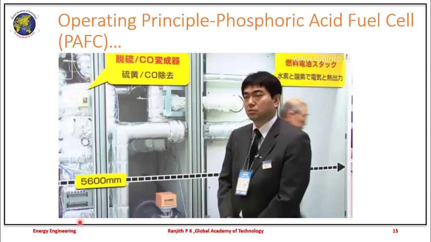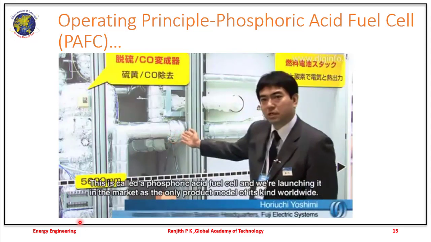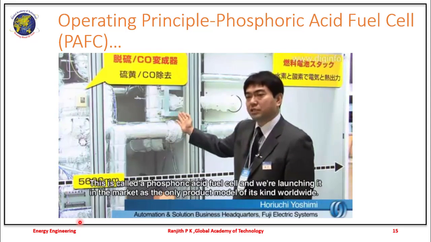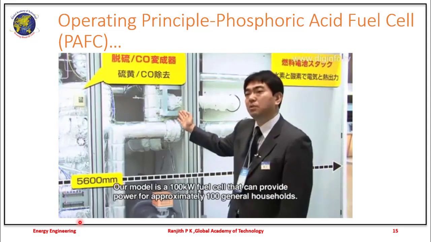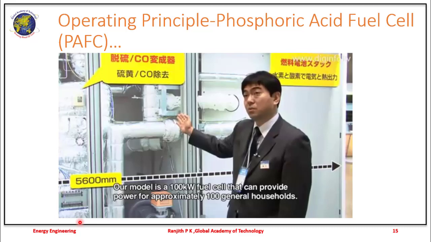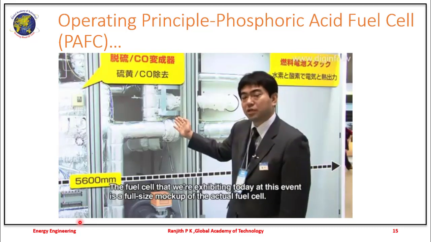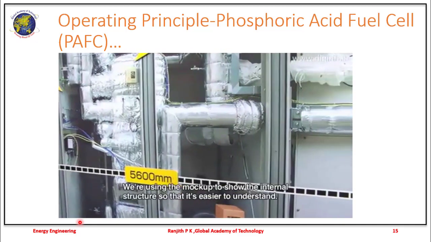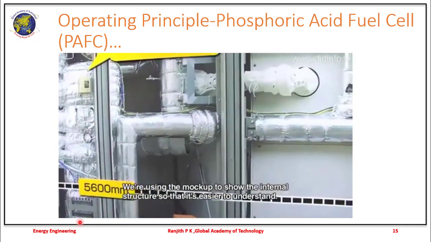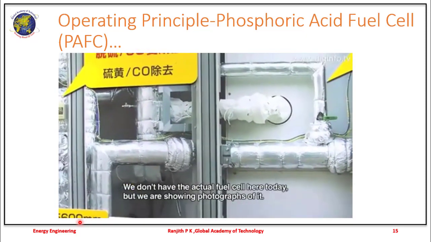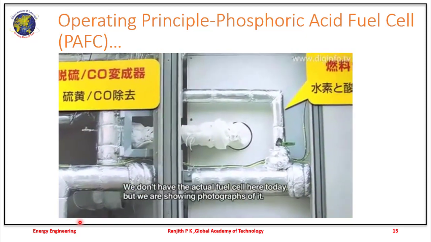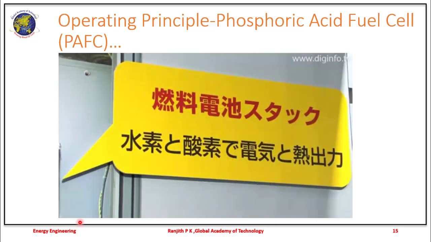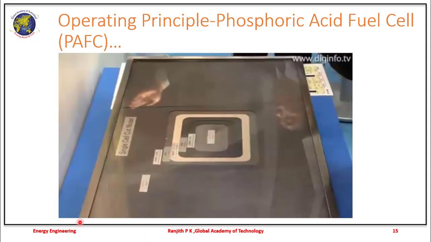electrolyte in the matrix. こちらの方はリン酸型燃料電池といいまして、世界の中で唯一商品機として世の中に出ているものでございます。で我々の機種は100キロワットの機種で、おおよそですけれども100件分ぐらいの一般住宅の電気を賄えるというものでございます。で今日こちらの会場に持ってきているものは実物大のモックアップで、実物そのものではなくて写真貼ってますけれども、中身の構造とかが分かるような形でご紹介しております。 Fuel cells generate electricity through an electrochemical reaction between hydrogen and oxygen with the help of an electrolyte.